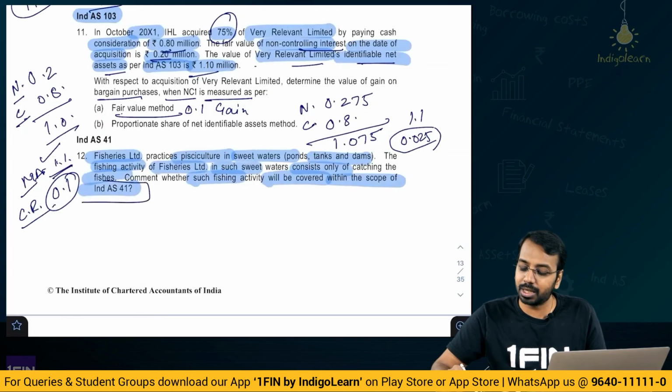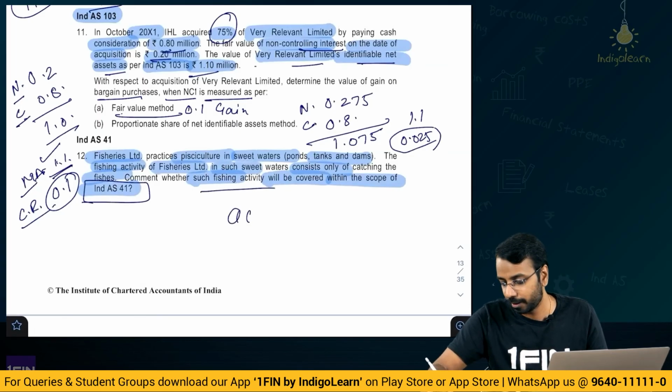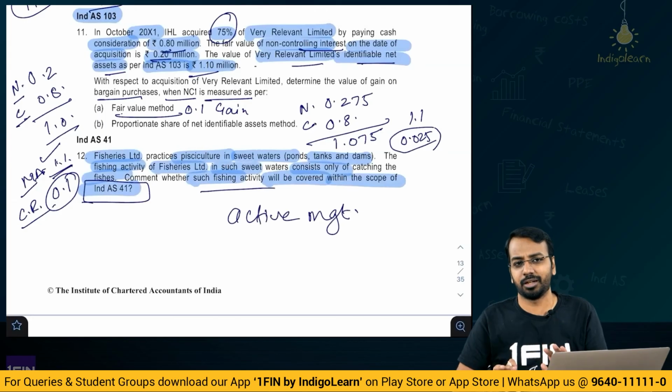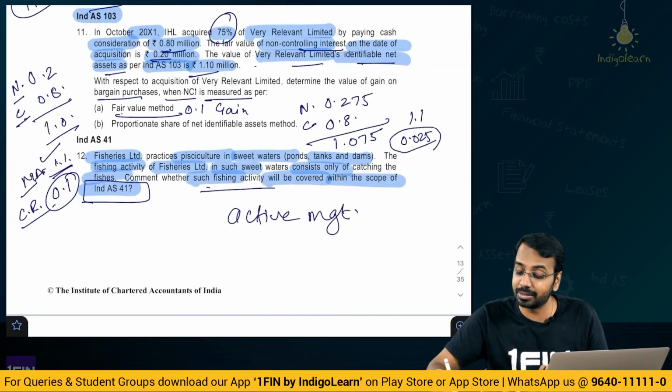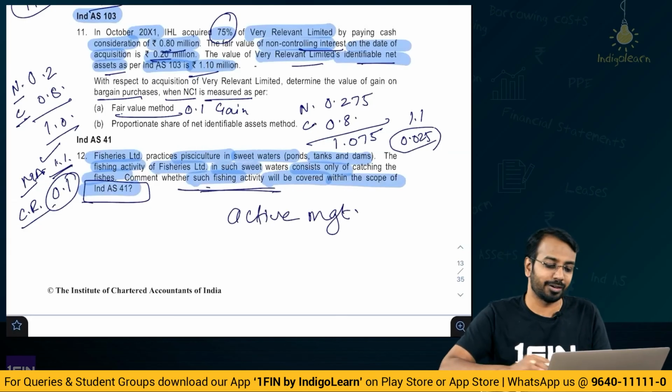Now, when you cover something under Ind AS 41 as agricultural activity, there has to be active management. We are not doing any active management. There is a sweet water pond, we will go and we will do the fishing. Is that an agricultural activity? It is not an agricultural activity. It will not be covered under Ind AS 41.